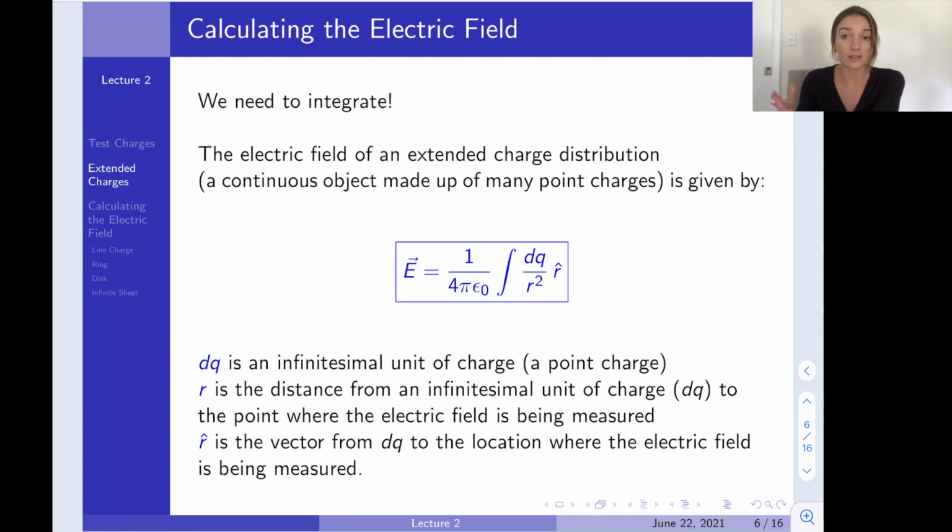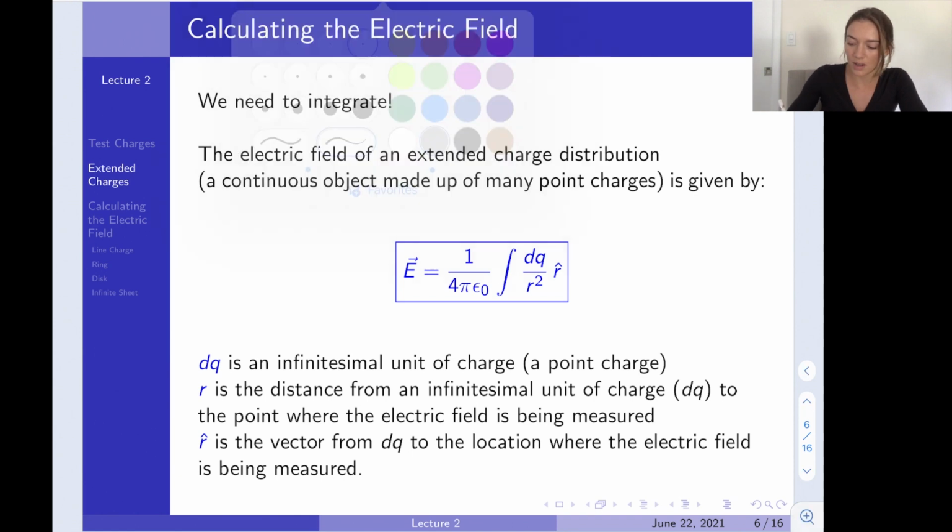Our electric field is still a vector. We have the 1 over 4 pi epsilon naught. So this looks almost exactly like our electric field for a point charge, except now we have this dq. Instead of just having q, it's a differential element of charge, dq. We're integrating, and we still have the r squared, and we still have the r hat. So dq, like I said, is an infinitesimal point charge in your extended charge distribution. R, again, is just the distance from that infinitesimal dq to whatever point you're measuring your electric field at.